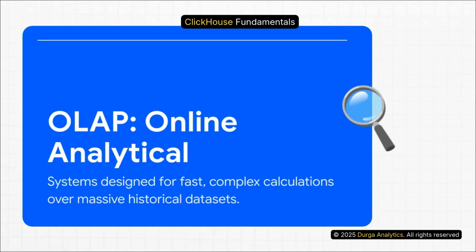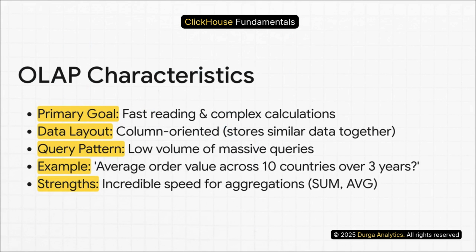OLAP, as you might guess, stands for Online Analytical Processing. These databases are engineered for one single purpose: to execute really complex queries against massive historical datasets and get you an answer back with extremely low latency. So you can see right away, the priorities have done a complete 180. The goal now is blazing fast reading, not writing.